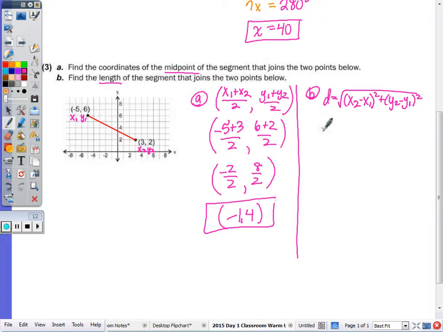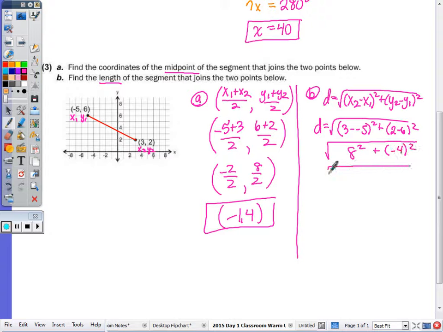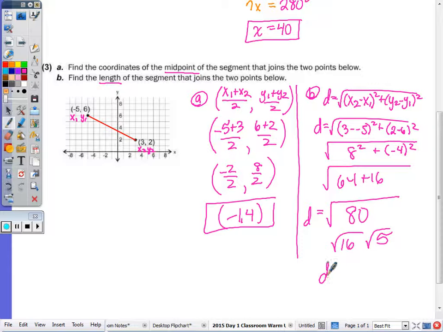Distance, or length, x2 minus x1, 3 minus a negative 5 squared plus 2 minus 6 squared gives me a positive 8 squared plus negative 4 squared. And 64 plus 16 is the square root of 80. But in simplest radical form, the largest perfect square factor of 80 is 16, and it's 16 times 5, so my length or distance would be 4 radical 5.